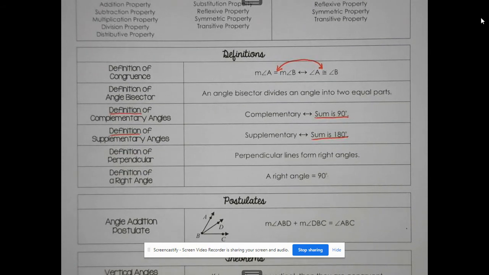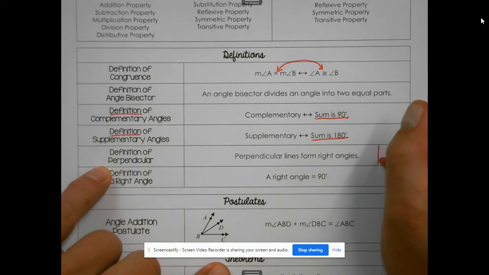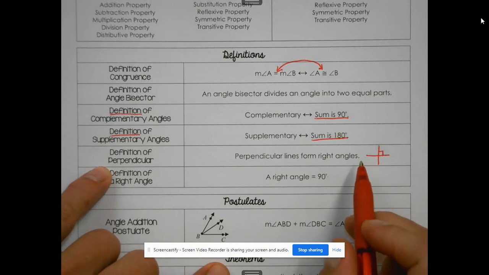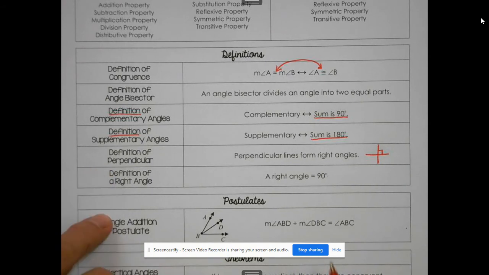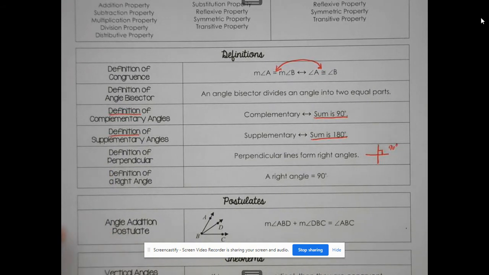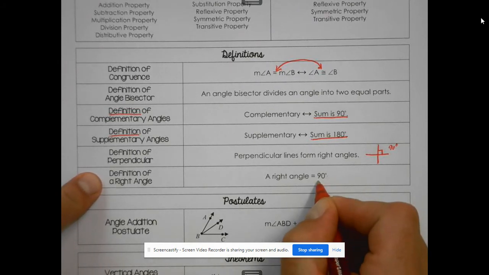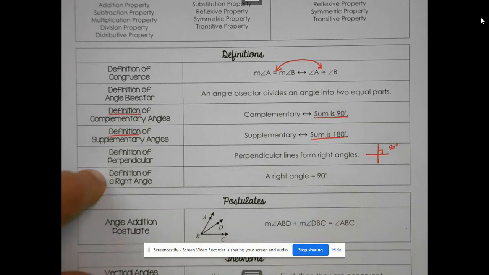Definition of perpendicular. It's real simple, a visual for you guys. If I were to give you a coordinate plane, it just forms 4 right angles. Perpendicular lines form 4 right angles. That's all that is. And remember, right angles are 90 degrees. Definition of a right angle, it's simply an angle that equals 90 degrees.